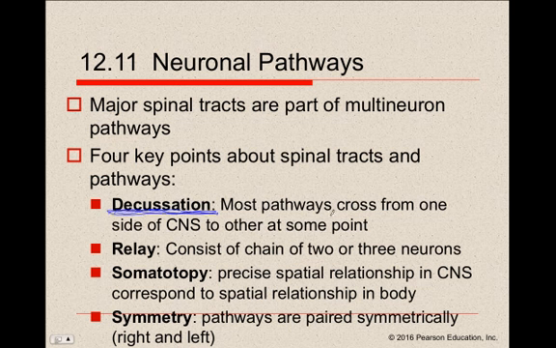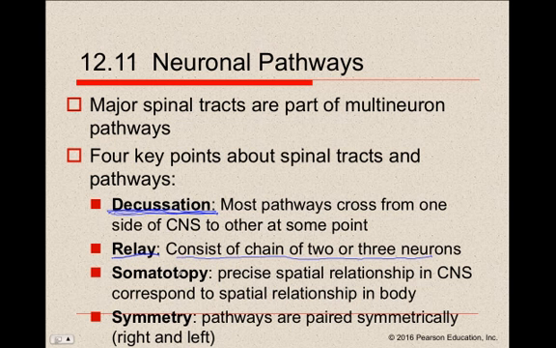But most of your pathways are going to cross from one side of the central nervous system to the other at some point, so that motor control over the right side of the body is really controlled by the left side of the brain and vice versa. That's called decussation. Many of these neurons going up to the brain consist of a chain of at least 2 or 3 neurons. So we'll talk about how they synapse on their way to the brain, and what are called first, second, and third order neurons in this relay to the brain.